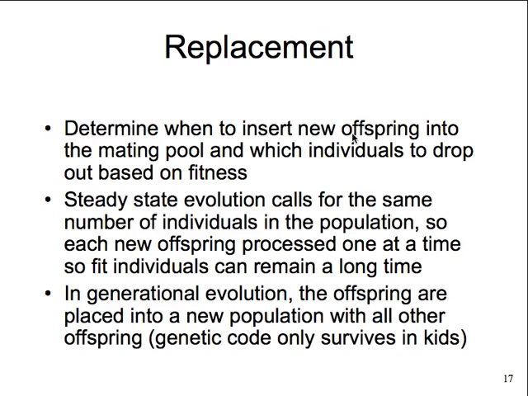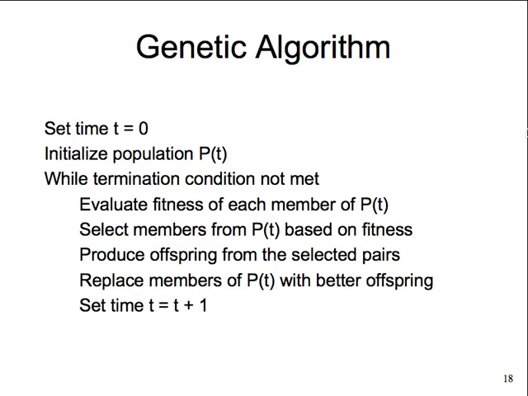Steady-state evolution calls for the same number of individuals in the population, with each new offspring processed one at a time. The fit individuals remain as long as they can, and we get rid of the older, non-fit individuals. In generational evolution, the offspring are placed into new populations, and offspring from other generations are put together. So the genetic codes only survive in the kids, actually. We only get survival of the ones that are going to be fit for the environment.